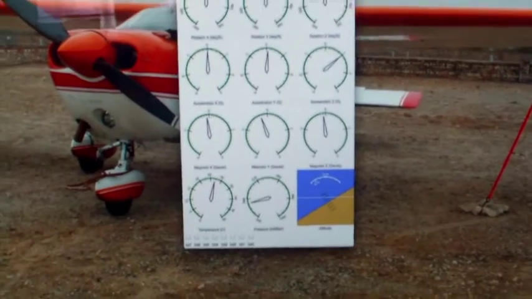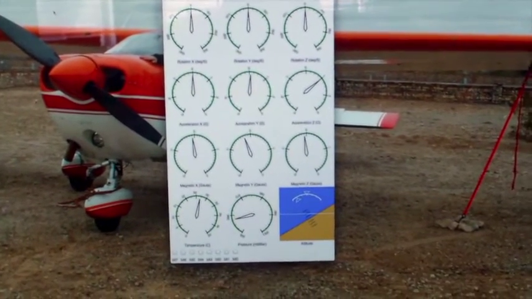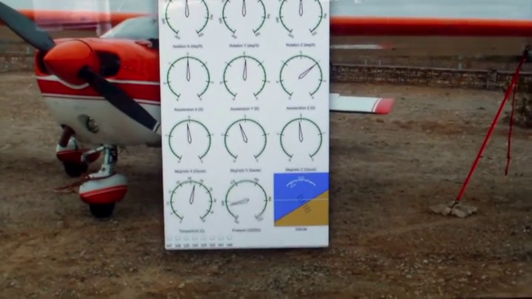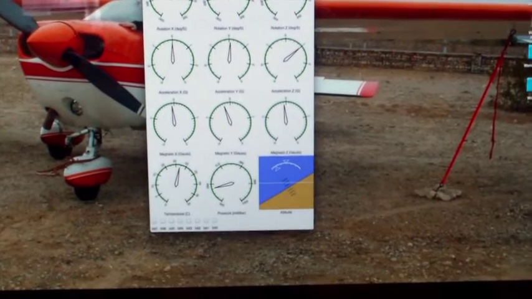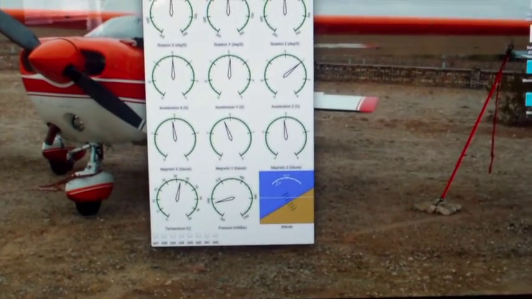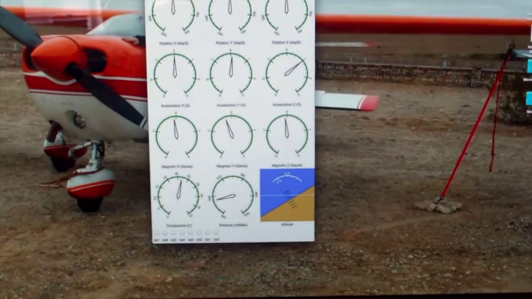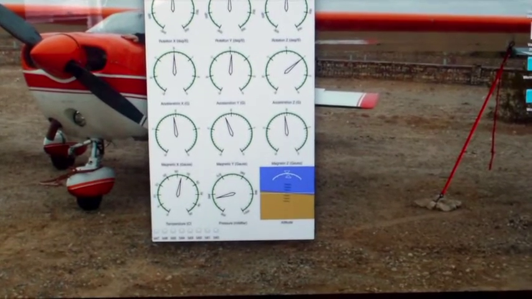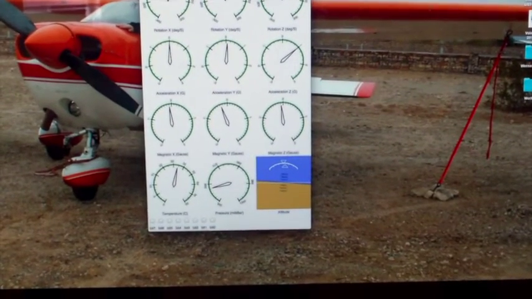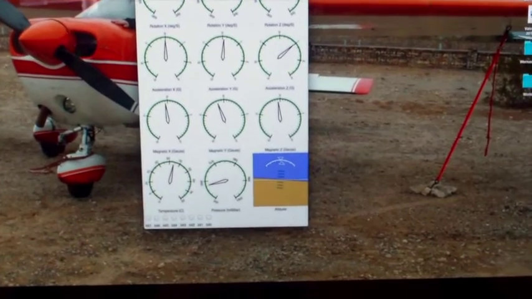Now, if it sits for a while, not moving, it will recalibrate the attitude and set it back to whatever the acceleration sensors suggest is straight and level. Yep, there it went. So that's my current project.